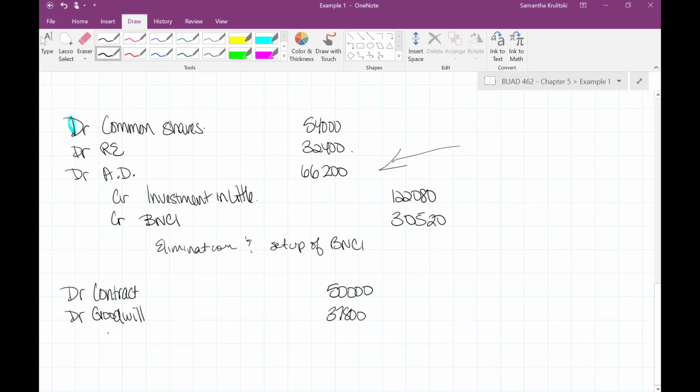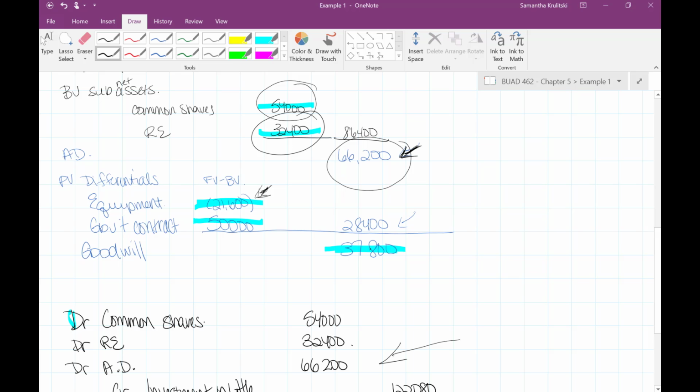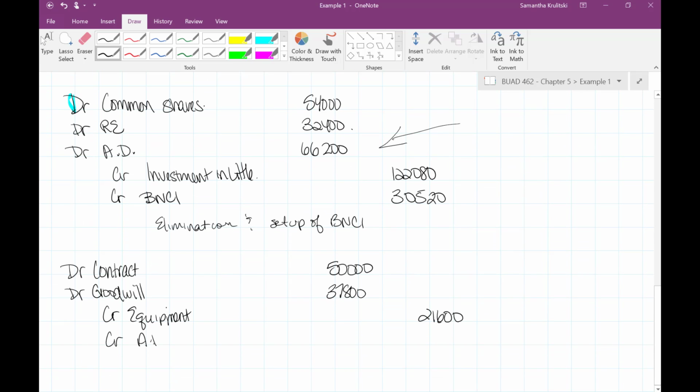We're going to credit our equipment for 21,600. So we can see that right here. And we're going to credit the acquisition differential, so eliminating this temporary account that we set up, eliminating it for 66,200. And so that is to allocate our fair value differentials.